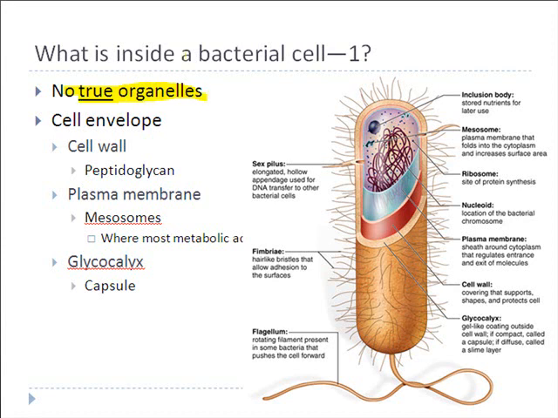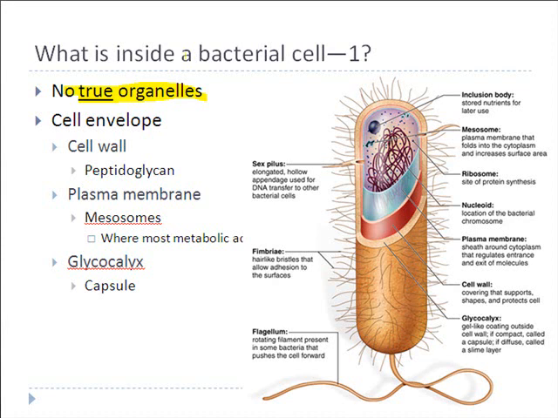A true organelle is a collection of molecules inside of a cell which is surrounded by its own plasma membrane. Okay, so a true organelle is a collection of molecules inside of a cell that perform a specific function for the cell and which are surrounded by a plasma membrane. So you have the outside plasma membrane of the cell, and then if you have organelles, you also have plasma membranes inside the outer plasma membrane that surround each of the true organelles. So bacterial cells do not have true organelles, so you might ask yourself, well, what all do they have?